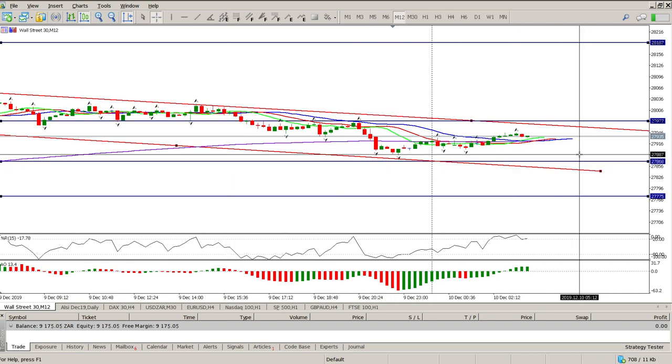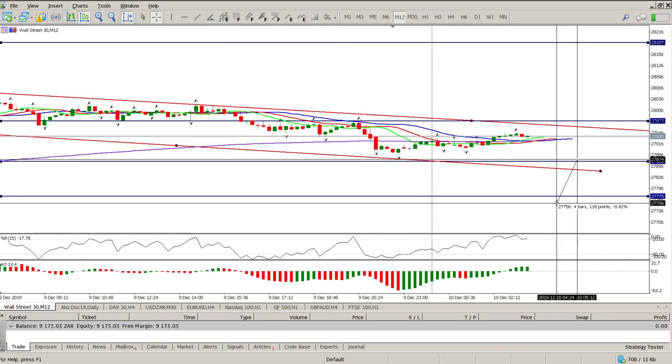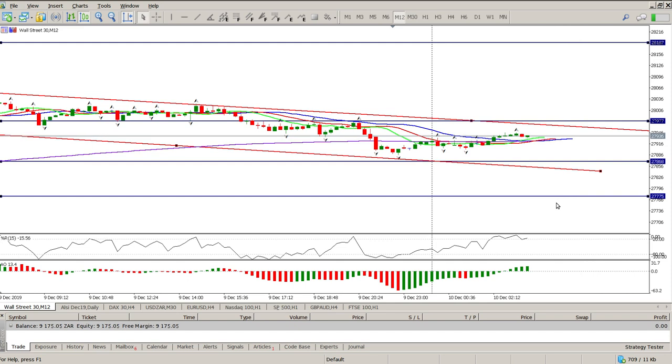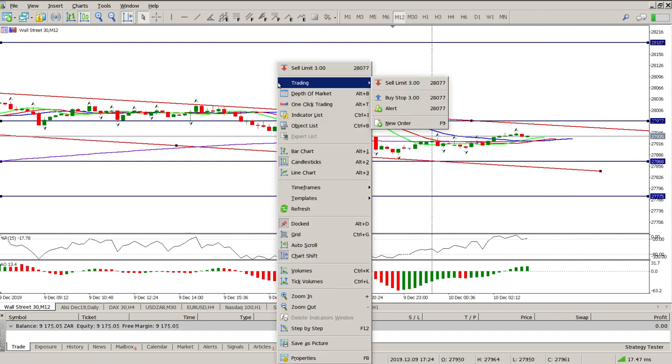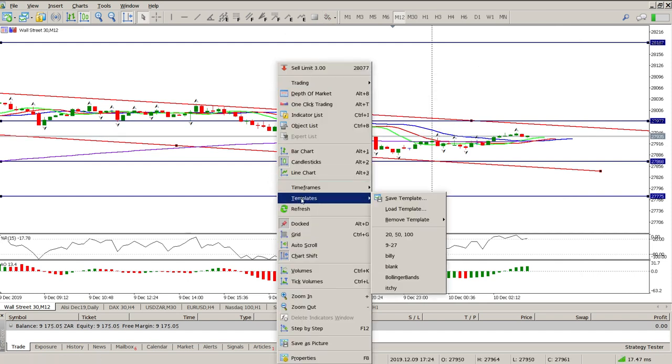And even if you come down, you're looking to take a trade off here and have your stop here. It's 118 points. Okay, so that's kind of my view at the moment. Not really interested in shorts.